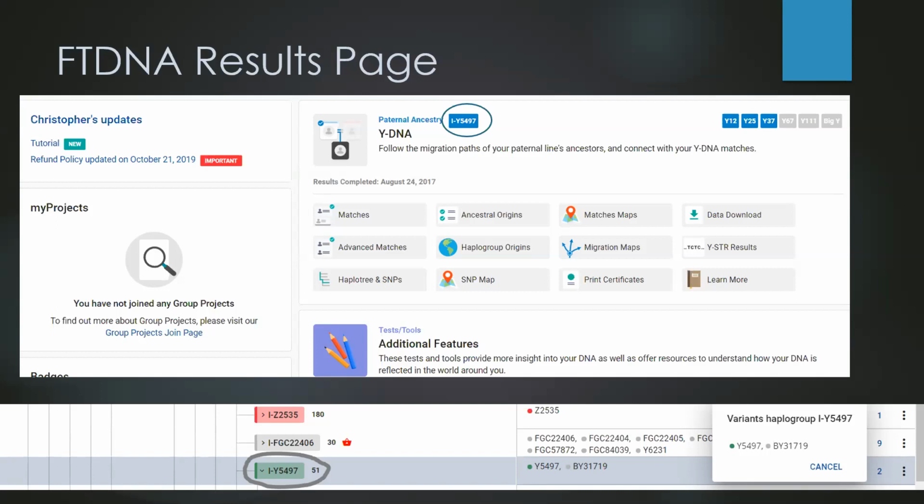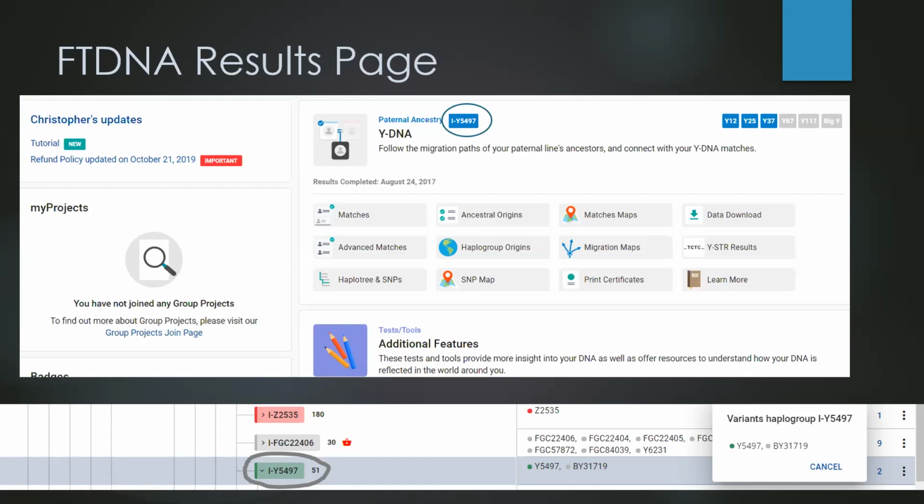But there is a haplogroup there of IY5497, and that is taking into account 2 pieces of information: the STR, which is that short tandem repeat we talked about, and another further test called a SNP test. And we'll talk about both of those so you can see what that looks like.